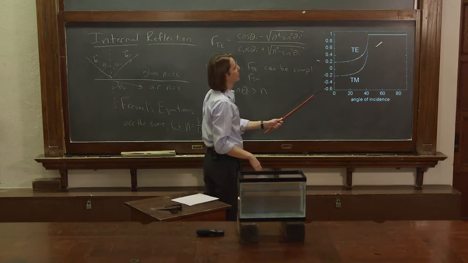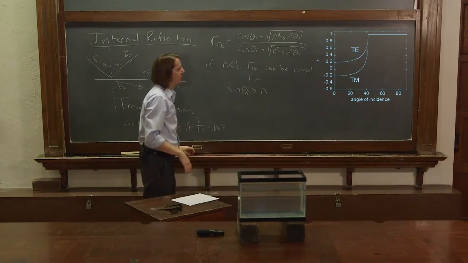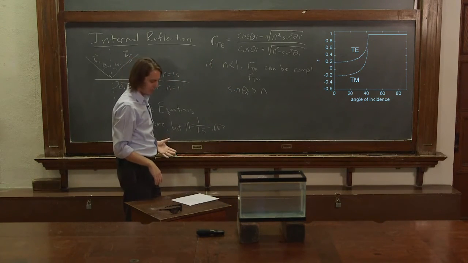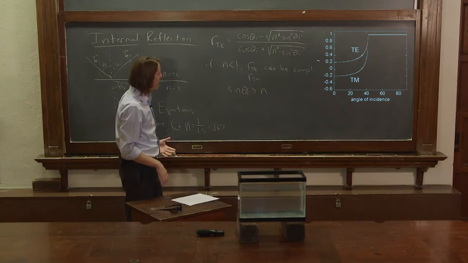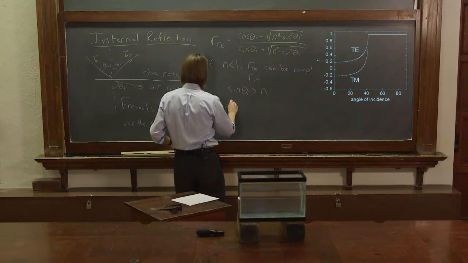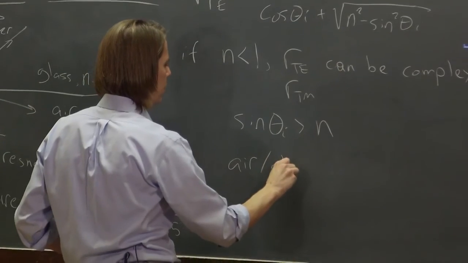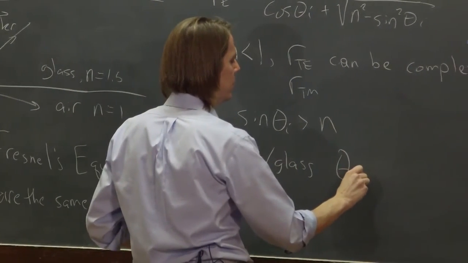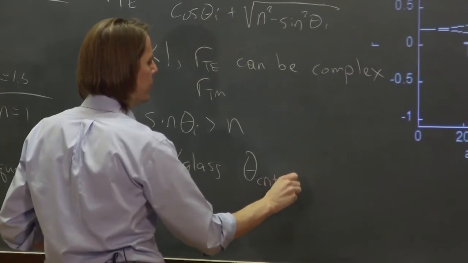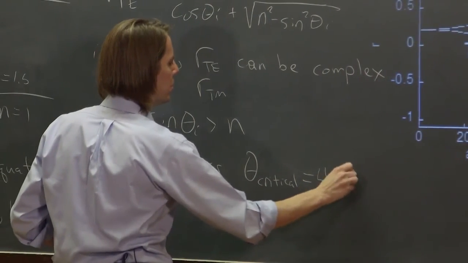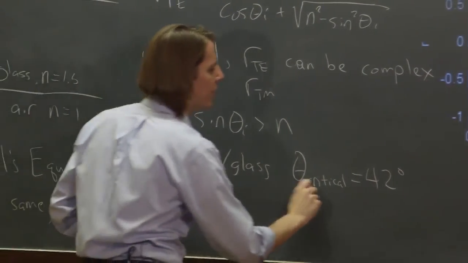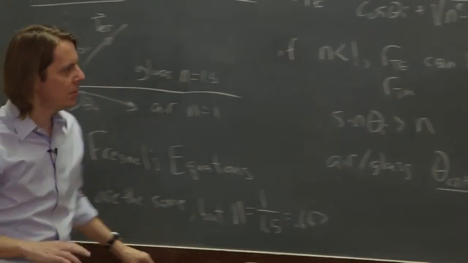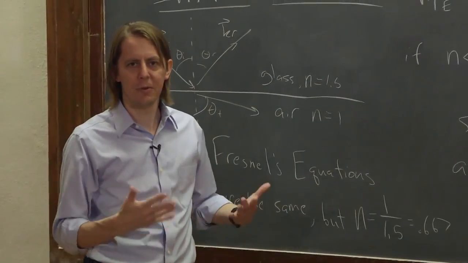But as soon as it becomes complex, we get this strange result that it's claiming that big R would be a constant 1. So for air to glass, that's about 42 degrees. Or I should say glass to air, actually. This angle is called the critical angle. It's where this critical thing happens. It's about 42 degrees. So let's look in detail at what's happening to the plane waves and see if we can figure out why this happens.